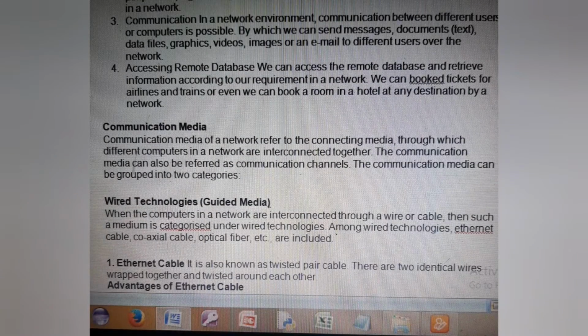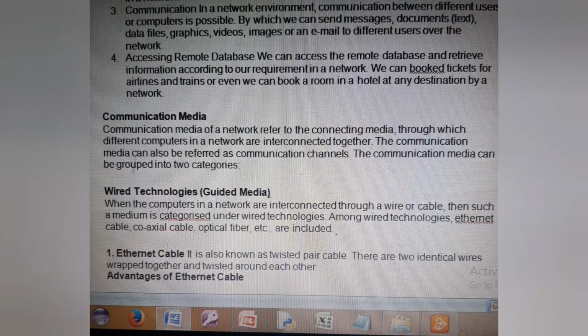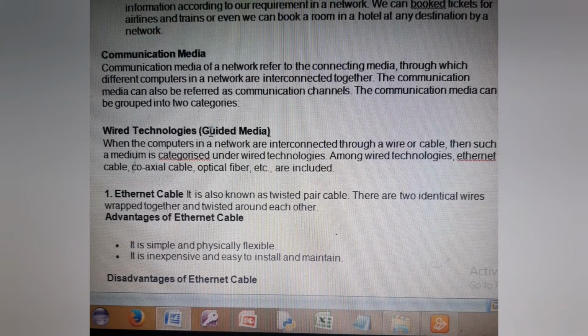Then comes communication media. Communication media means the medium through which you can share your information on a network. So there are two types, wired and unwired. Wired technologies are also known as guided media, as you can see here. So guided media means when the computers in a network are interconnected through a wire or cable using that communication media. Among them we have got Ethernet cable, coaxial cable, optical fiber, etc.